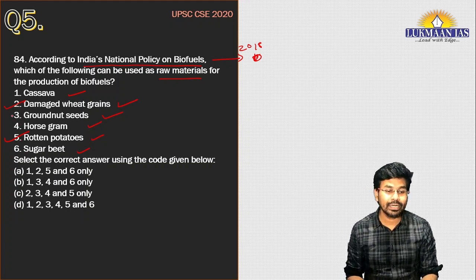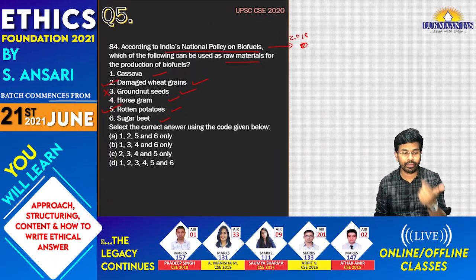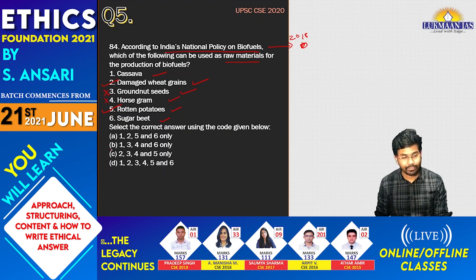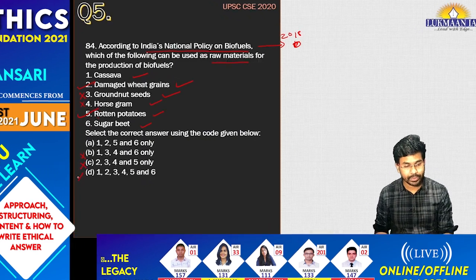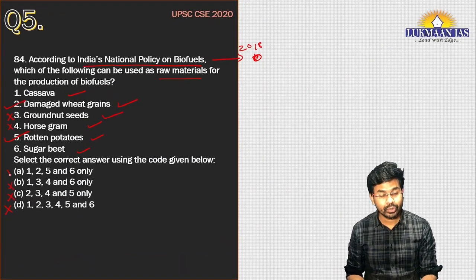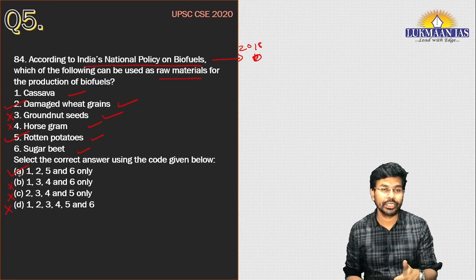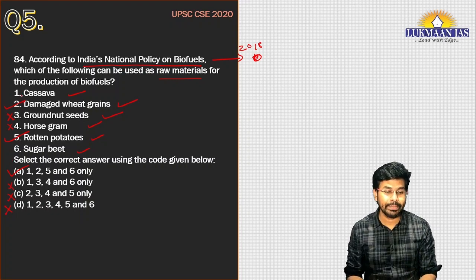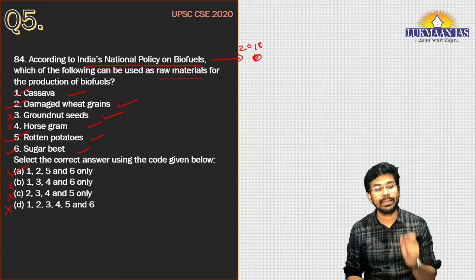Groundnut seeds can be used by human beings for various purposes, and horse gram as well. So these two should not be in the answer. If we eliminate 3 and 4, we can eliminate this option, this option, and this option. So the correct answer for this question should be option A. Option A means cassava, sugar beet, rotten potatoes, and damaged wheat grains.